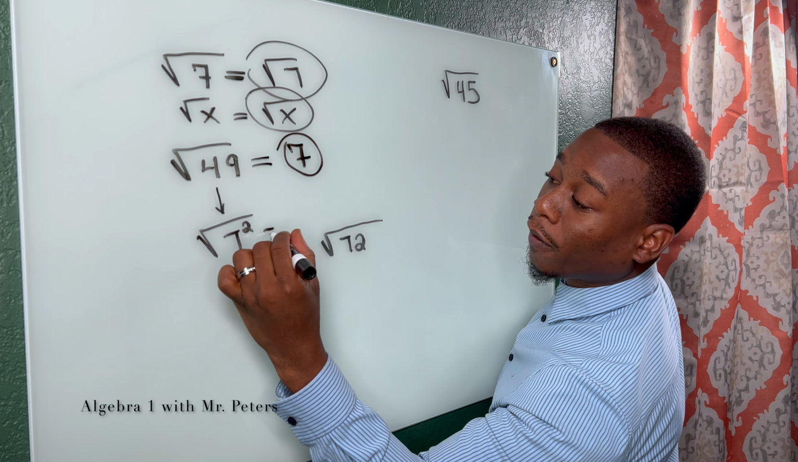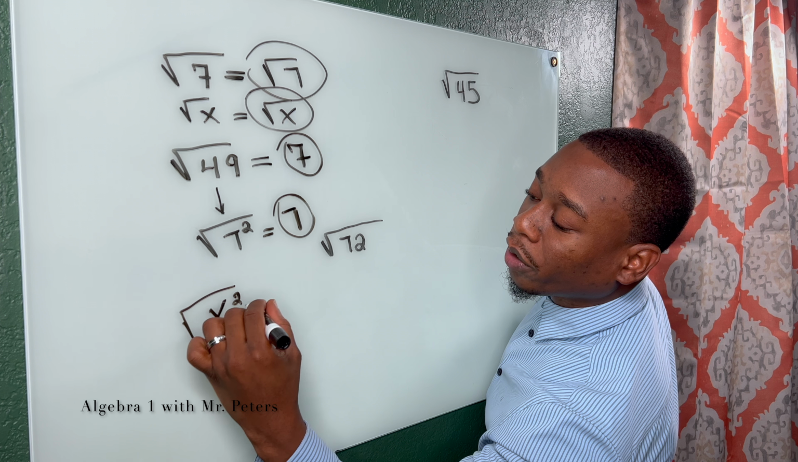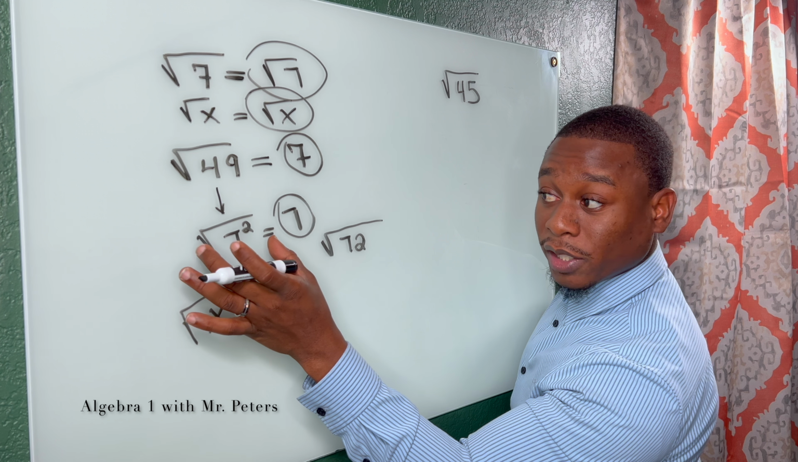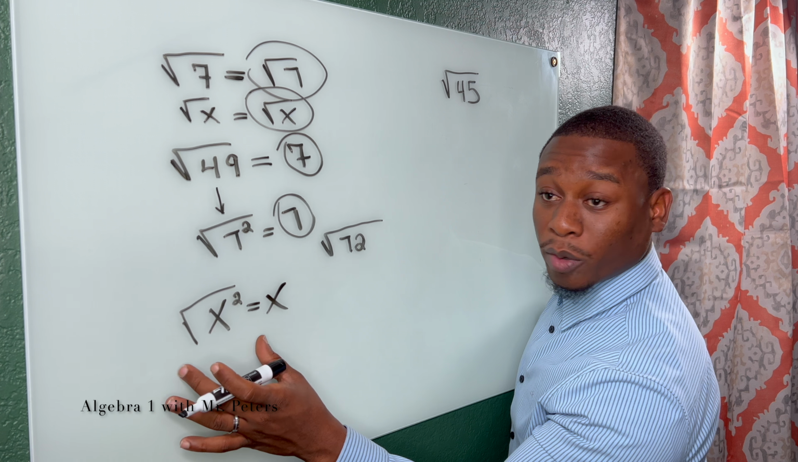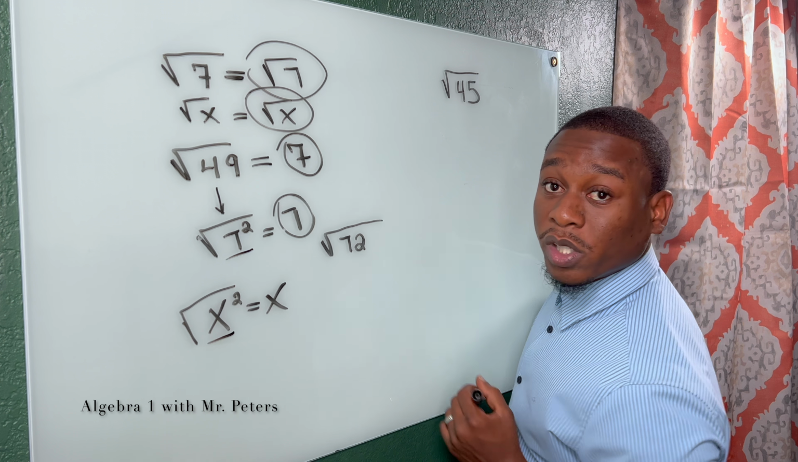The answer is 7. So imagine if we had the square root of x squared, this is x. Now I'm just showing you how this is as a number and how it is as a variable. This is the same concept, right? All they did was switch 7 with x or x with 7.